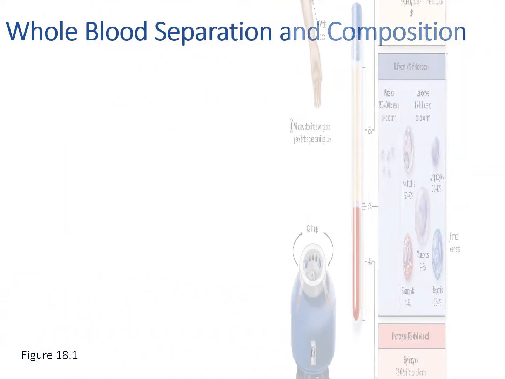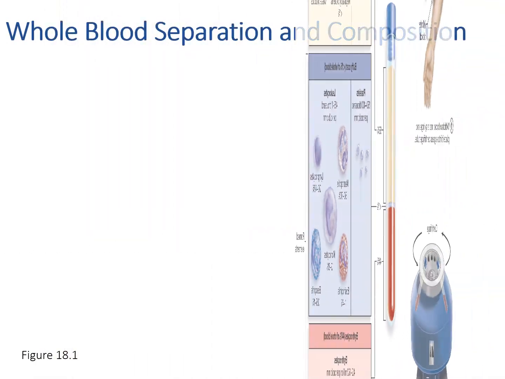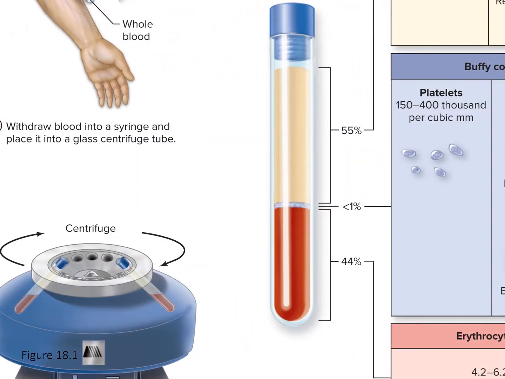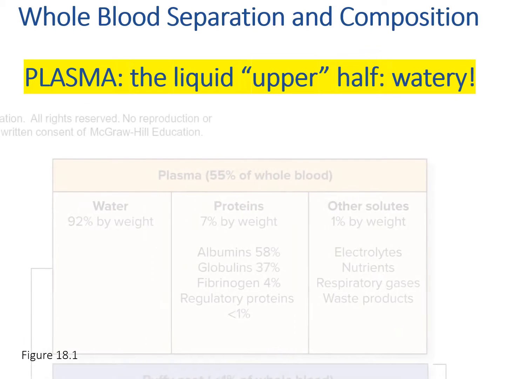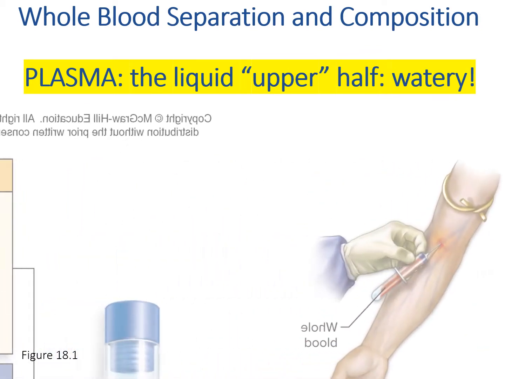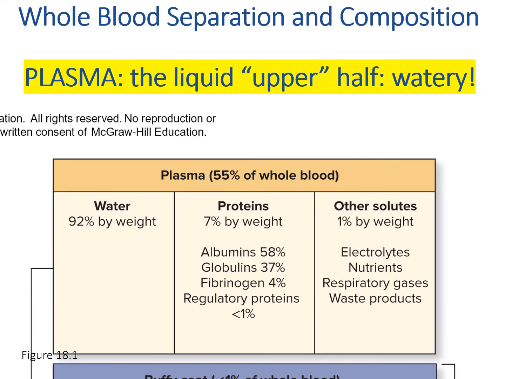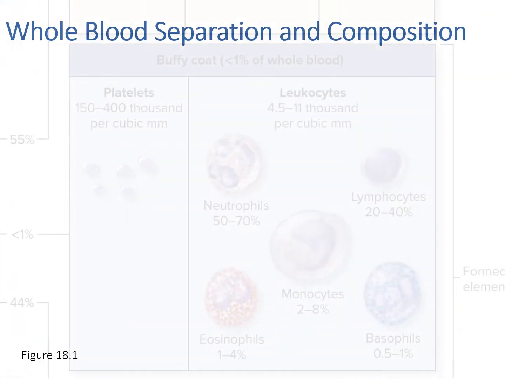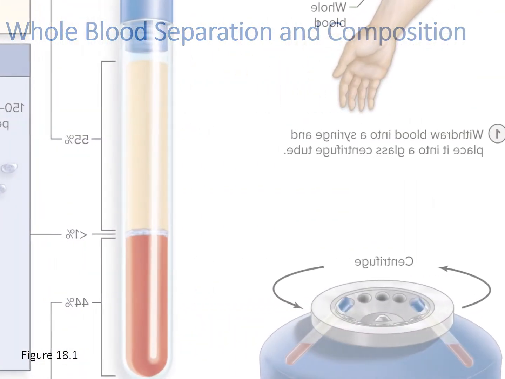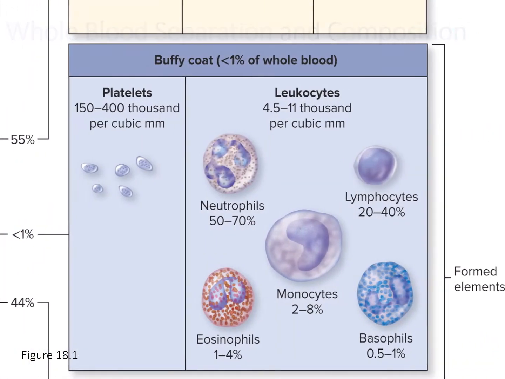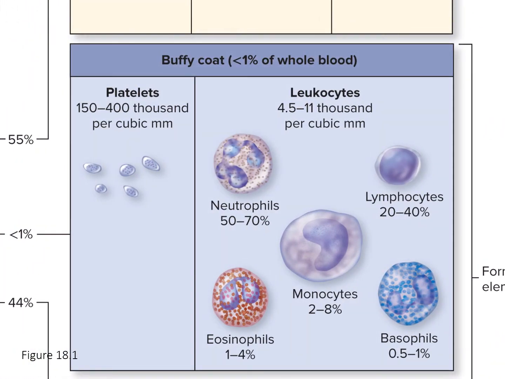On top of the red blood cells, you would see the white blood cells and the platelets. The plasma is the liquid upper half, the watery half, 92% water. Right on top of the red blood cells would be the platelets and the white blood cells.